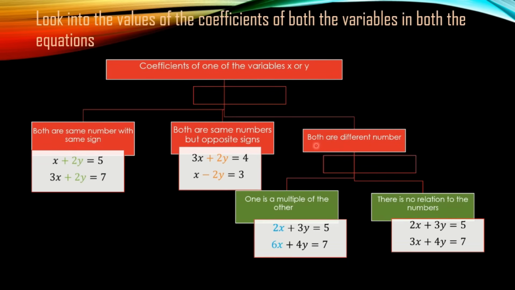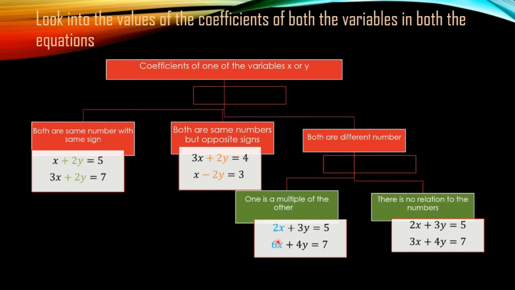The third category is both of them are different numbers, that is, whichever variable x or y you choose, the coefficients of x are different and the coefficients of y are also different. So in this case, there are 2 more categories. The first one is a multiple of the other, which means if you can see here, 2x and 6x. 6 is a multiple of 2, whereas in y it is not so. In this case, x will be the variable that I will choose to eliminate, because it comes under this category.